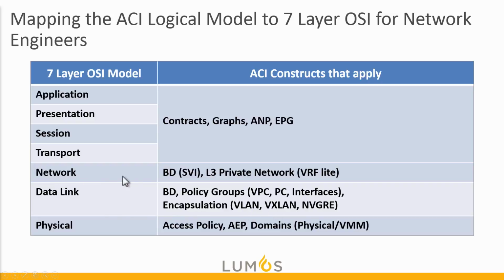At the network layer, we have the bridge domain, but specifically the subnet or SVI. We also have the layer 3 private network or VRF. And then at the application, presentation, session, and transport layers, so layers 4 through 7, we have our contracts, graphs, application network profiles, and endpoint groups. We're going to discuss these in the next module.